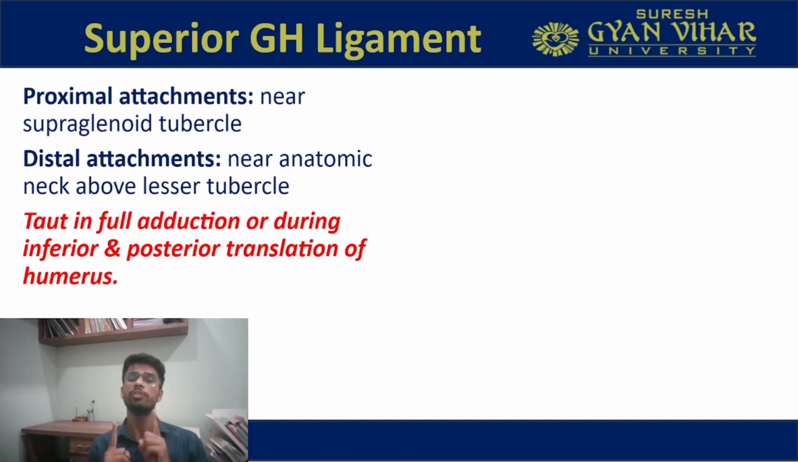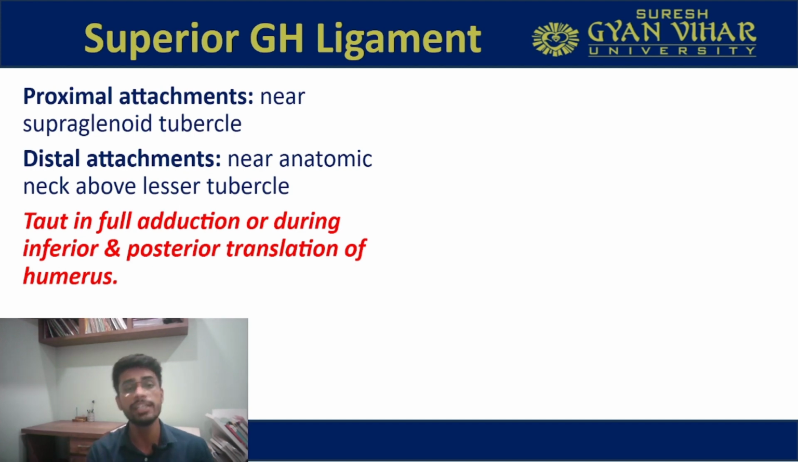First of all, we must remember the attachments of the ligament. The superior glenohumeral ligament comes from the supraglenoid tubercle of the glenoid cavity, and it runs and attaches to the anatomical neck just above the lesser tubercle. It is taut and it restricts full adduction.